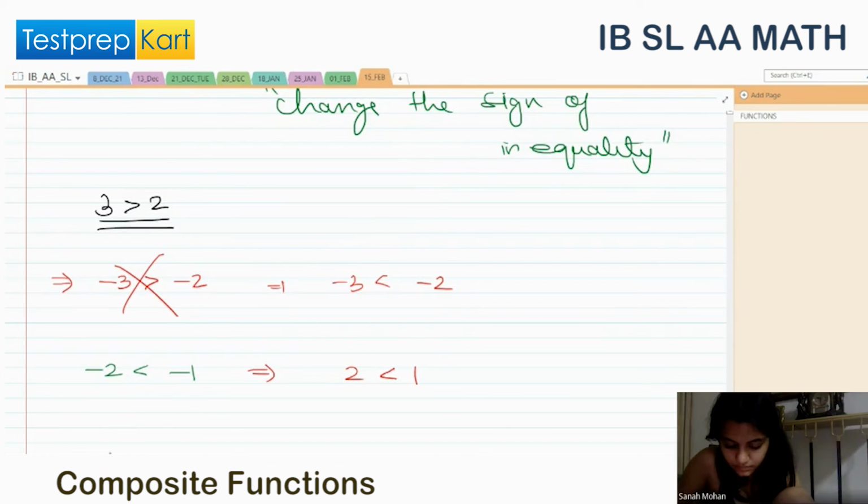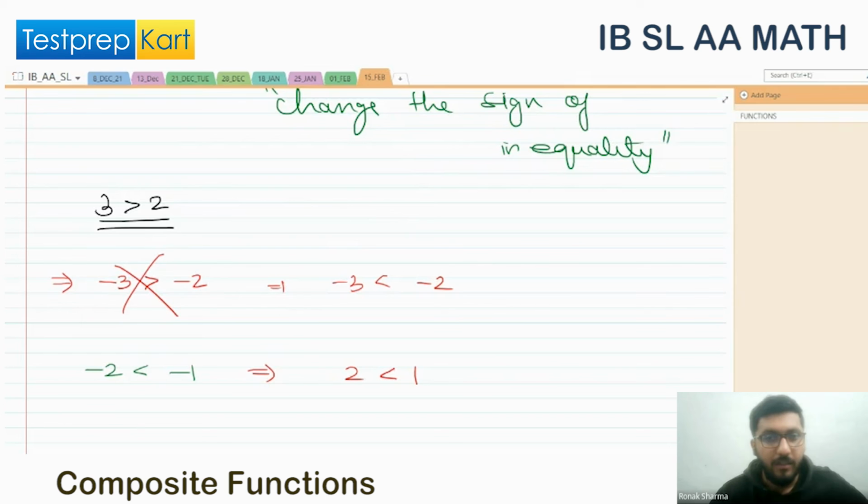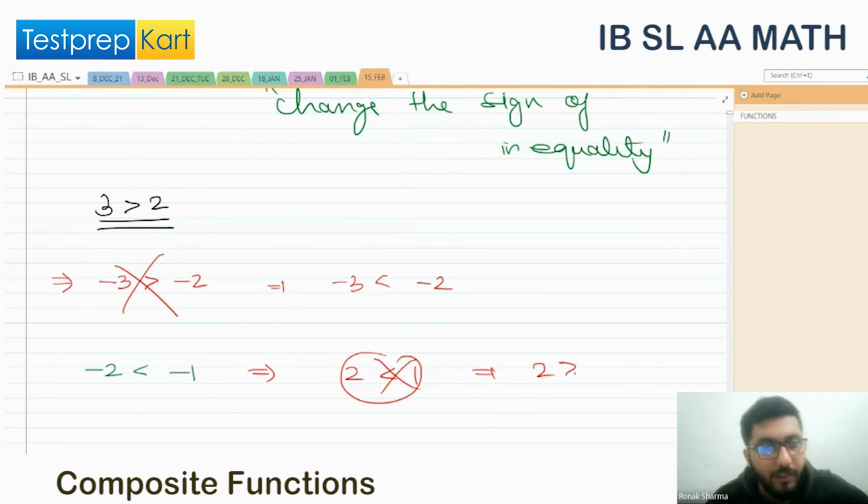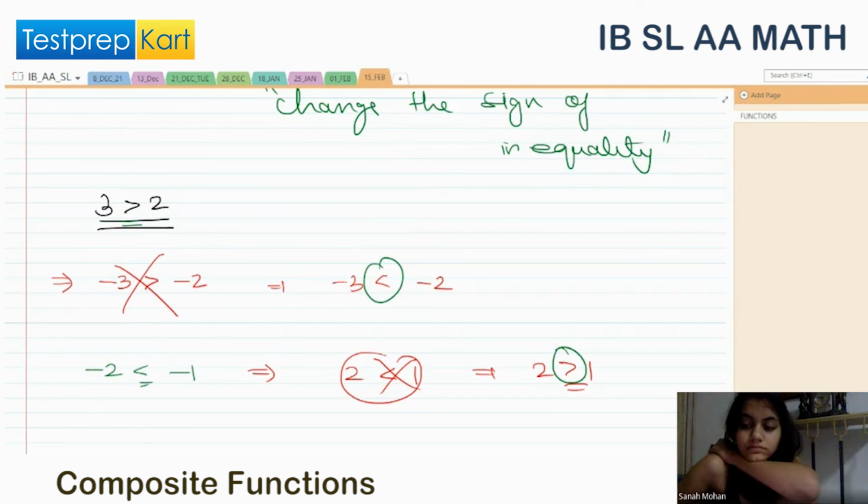So if I do not change the sign, is it justifying? No, this is wrong. So what we need to do? We need to change the sign. Can you see that even if we divide by a negative or multiply with a negative, we have to change the sign to maintain the legitimacy of the relation, that definitely 2 is not less than 1, 2 is greater than 1? That is the thing I'm talking about.